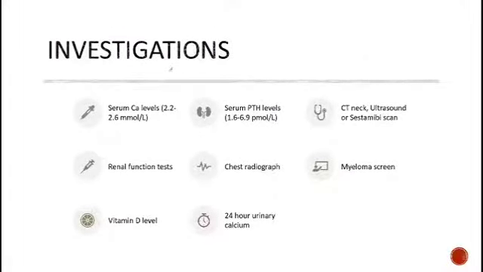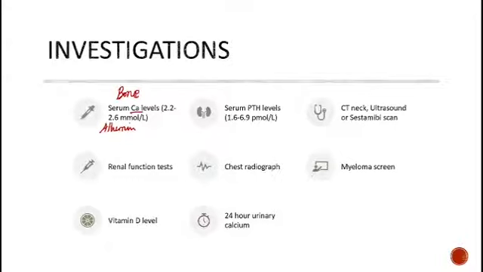So what investigations would you do in someone with high calcium levels? Well, serum calcium levels is the most obvious one. You can also request a bone profile. You can also get magnesium levels along with it. Bear in mind that this is a corrected calcium level, i.e. adjusted for albumin levels, as most of the calcium is bound to albumin.